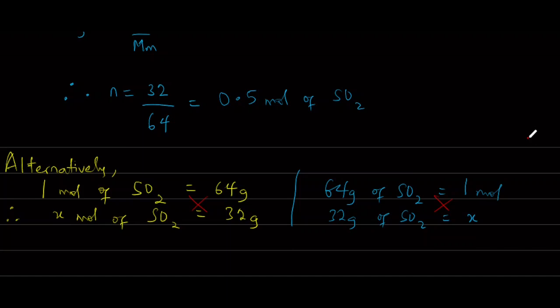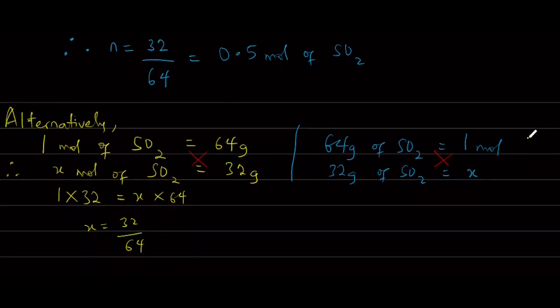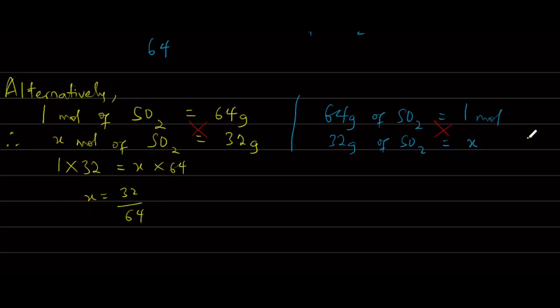Now the next thing is to cross multiply and solve for it. That will give us 1 times 32 is equal to X times 64. We are interested in X, so we divide both sides by 64. X becomes 32 over 64. And if you look at it, we are arriving at the same answer that we have here, which is still going to give us 0.5 mole.